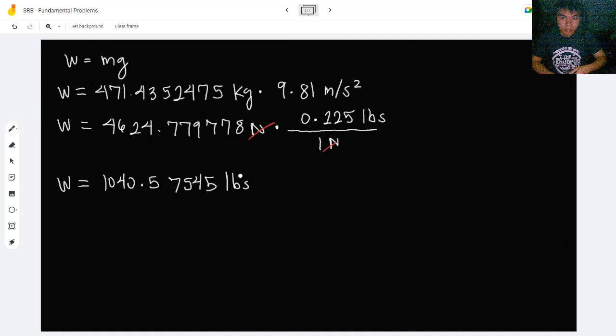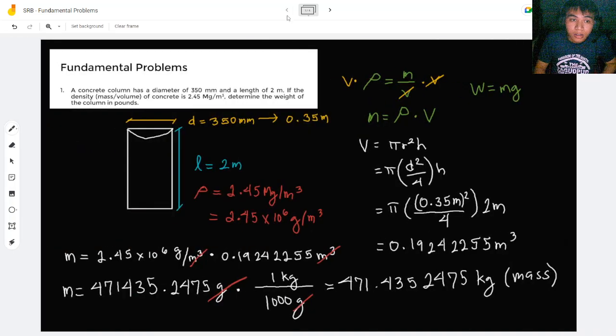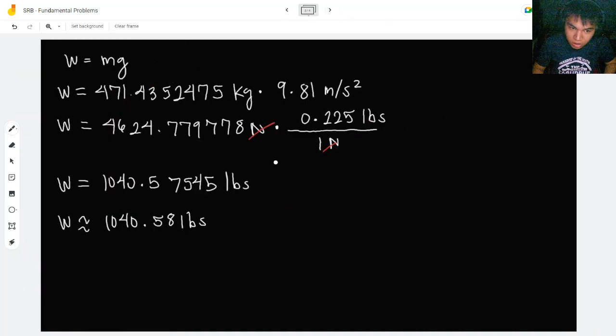Alright, and finally we can round off. So we can say that our weight is approximately 1040.58 pounds. And so we can finally say that the weight of the column in pounds is approximately 1040.58 pounds.